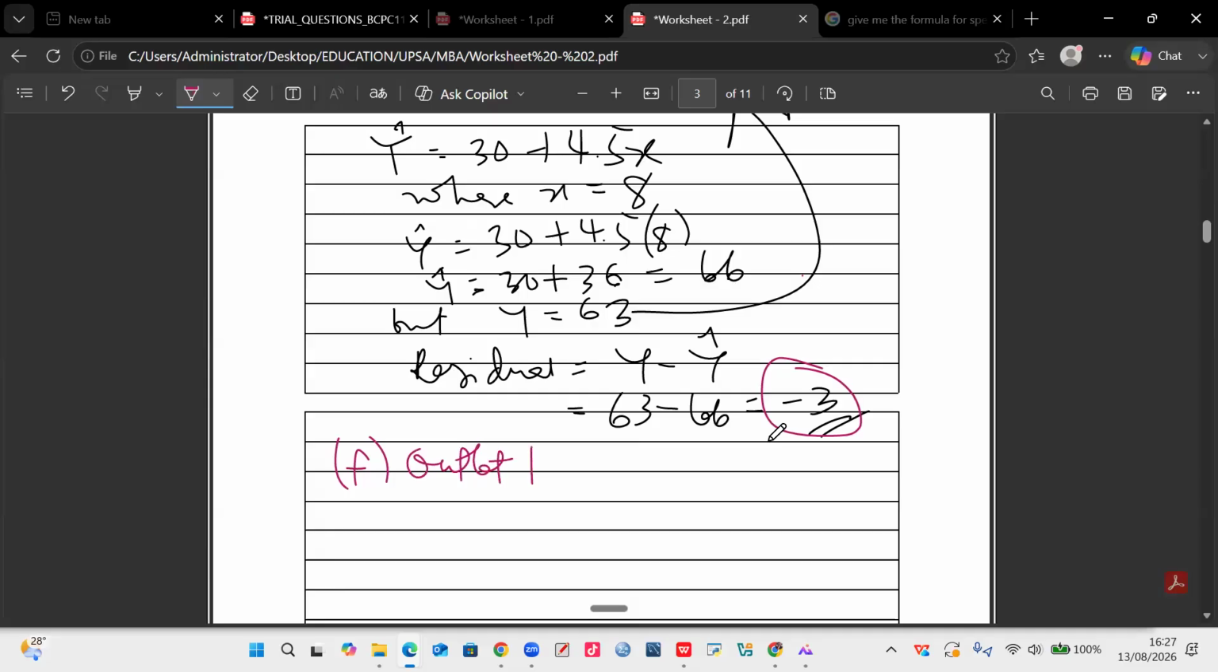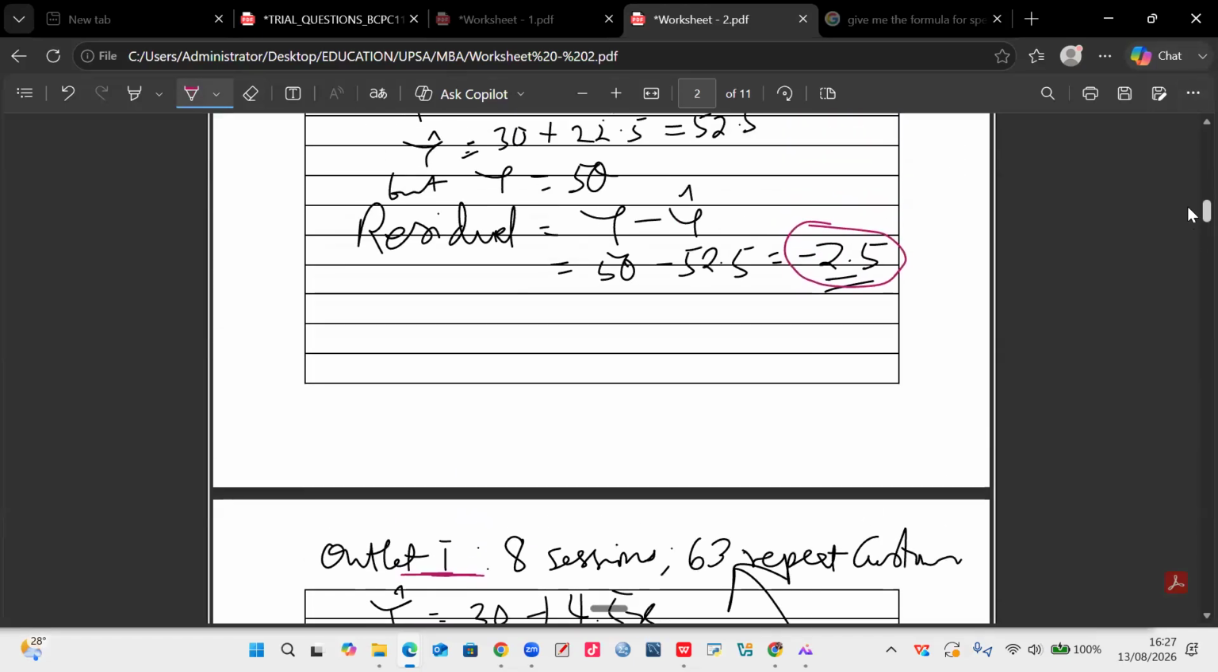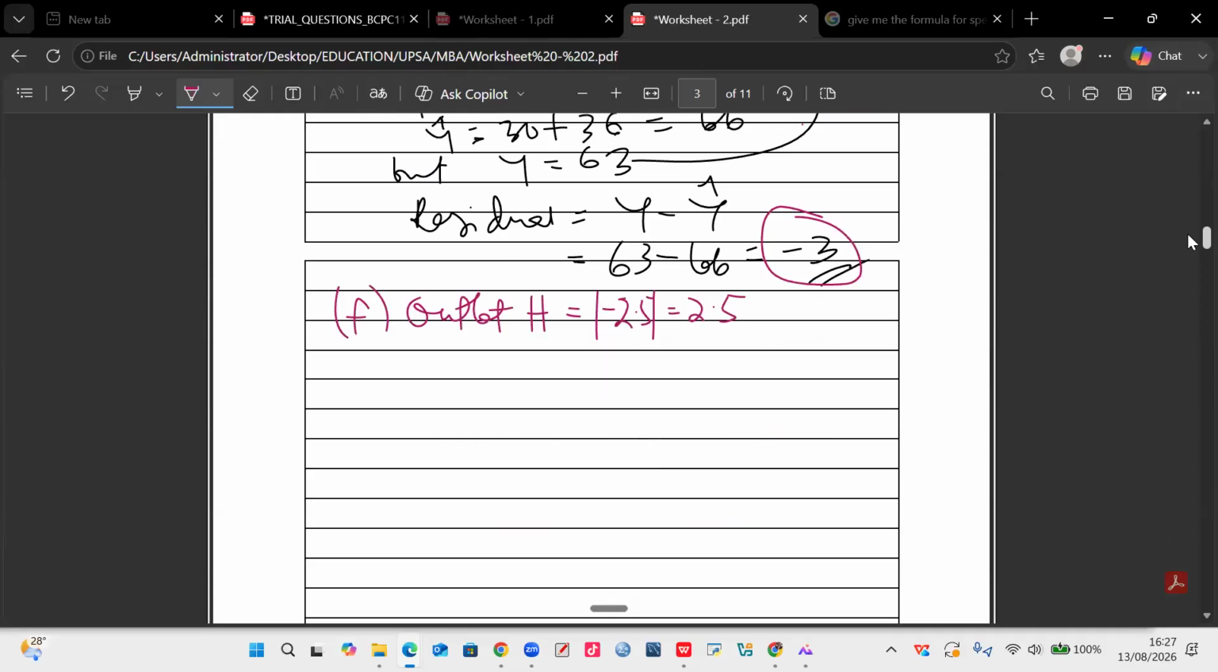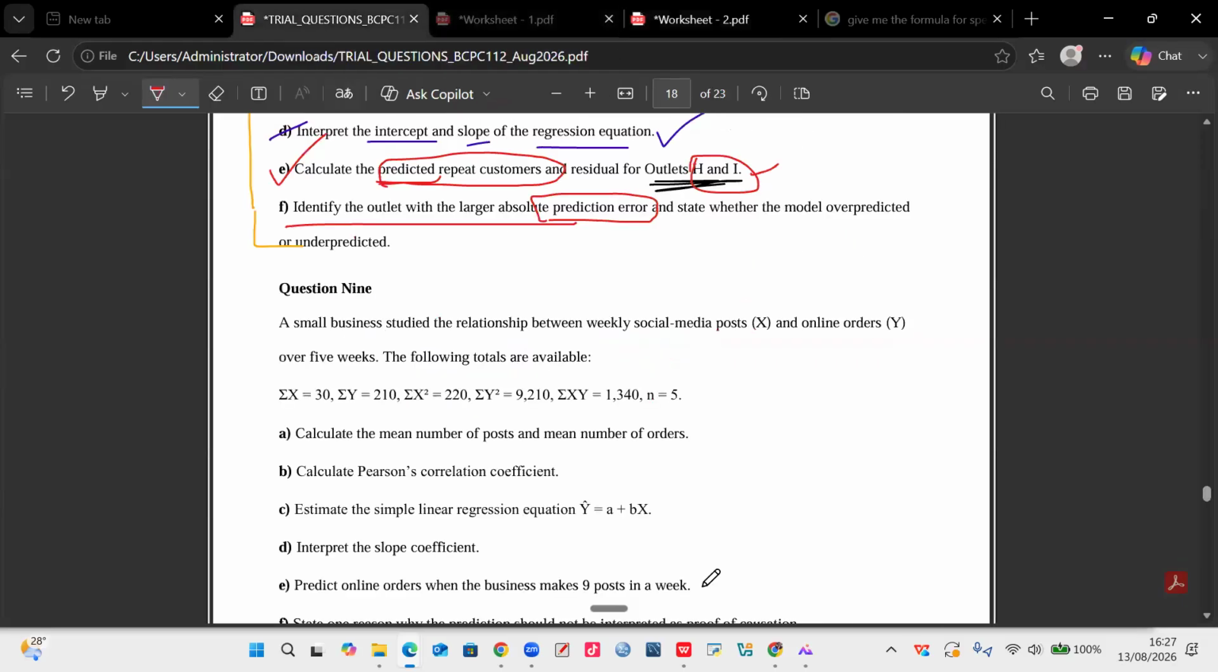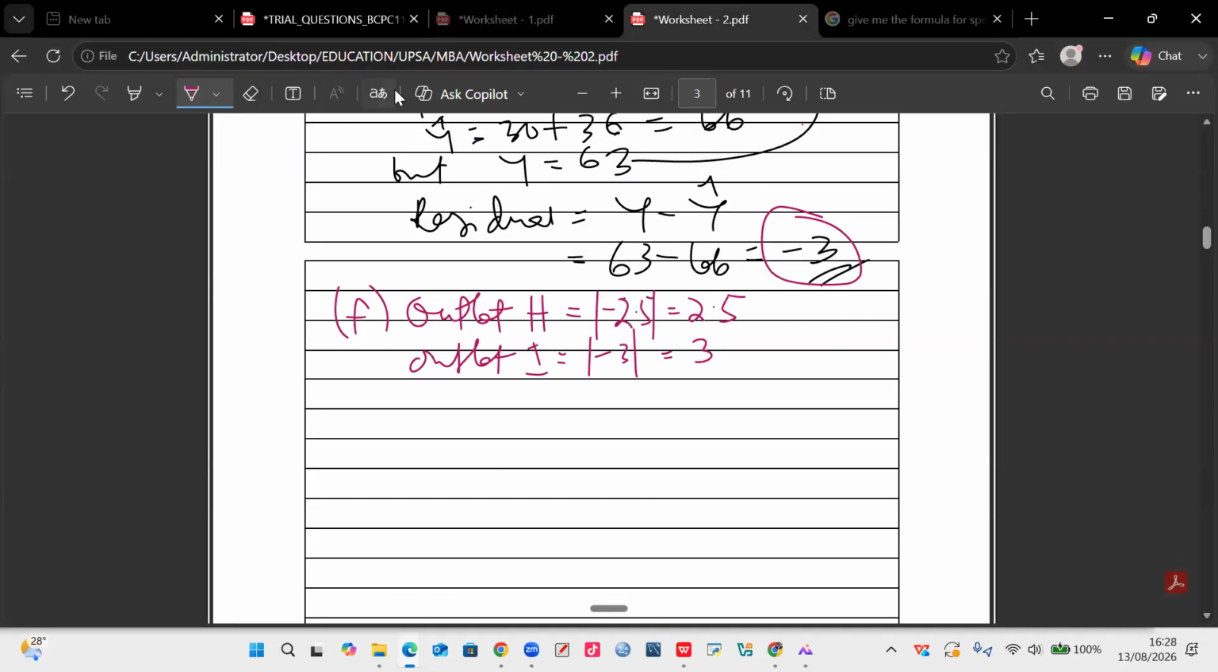So outlet H equals what? Negative 2.5, right? Yes. Then outlet I is negative 3, right? Yes. We are finding the absolute value. So these two, which one had the higher? It says identify the outlet with the larger absolute prediction error. So these two outlets, which one had a higher absolute prediction error?